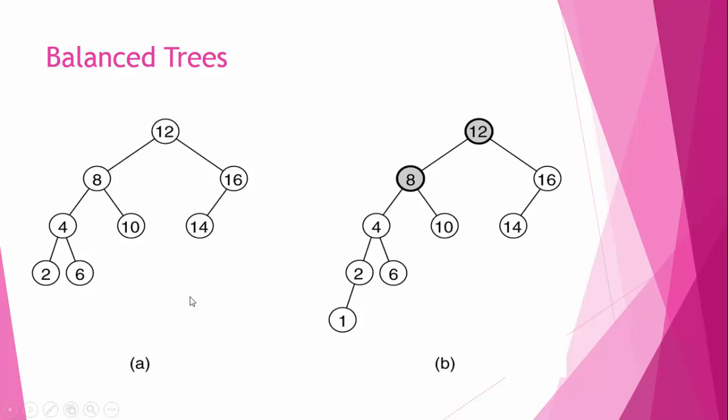It's okay. But in the case of the right side tree, if we take, for example, 8, the height of the right subtree is 1 and the height of the left subtree is 3. 1 minus 3 is minus 2. So it's not balanced. Also, if we take 12, the height of the right side is 2 and the height of the left side is 4. 2 minus 4 is minus 2, so it's not balanced.